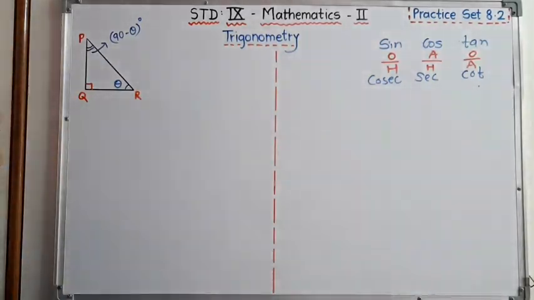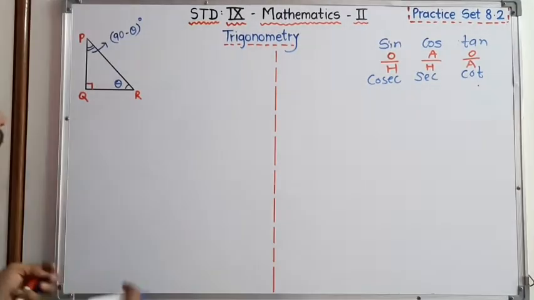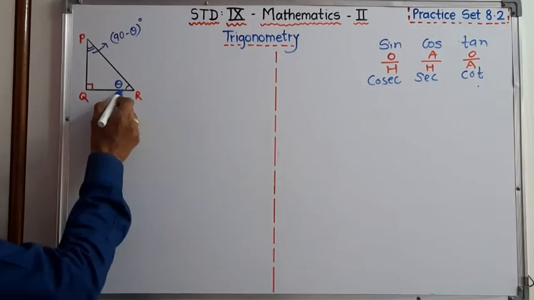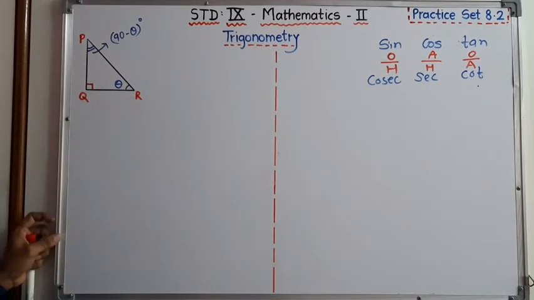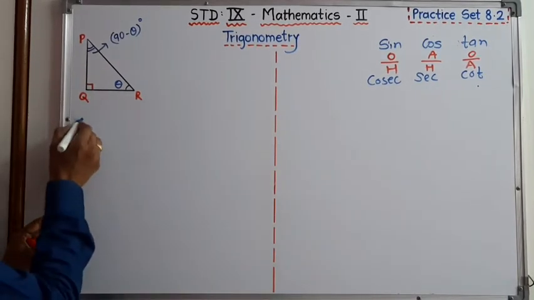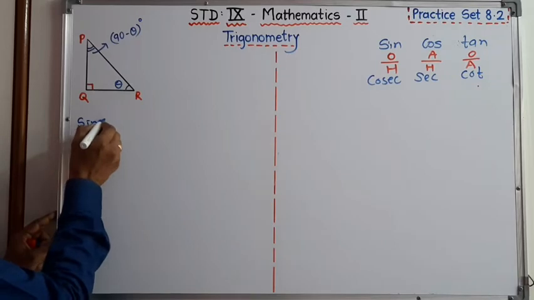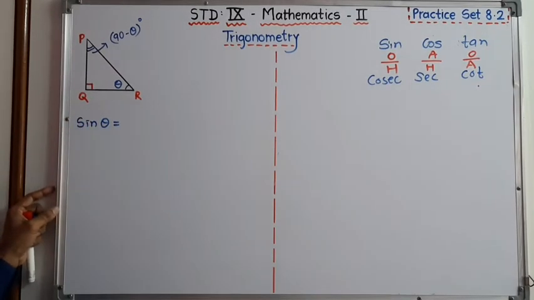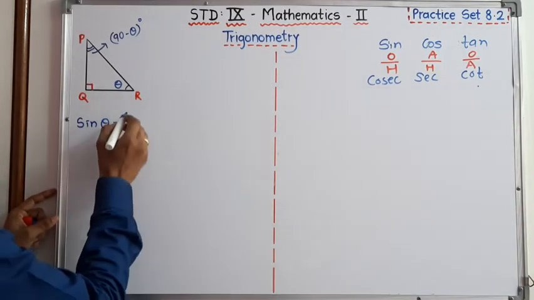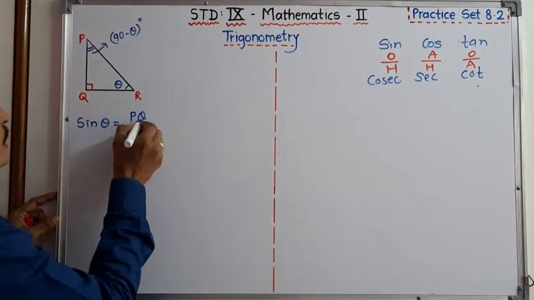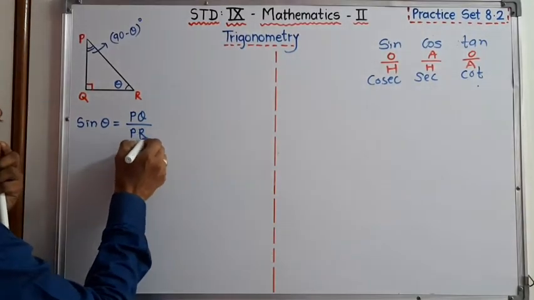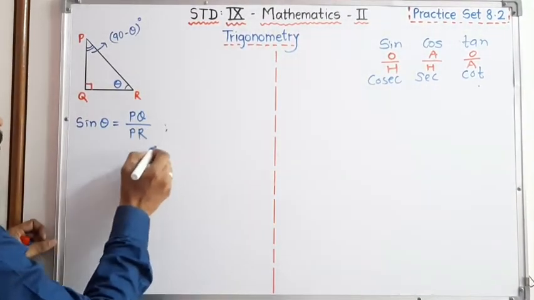See, in this triangle PQR, angle Q is 90 degree, angle R is theta, and angle P is 90 minus theta. Now we have to write sin theta. Sin theta means opposite upon hypotenuse. Opposite is PQ and hypotenuse is PR.